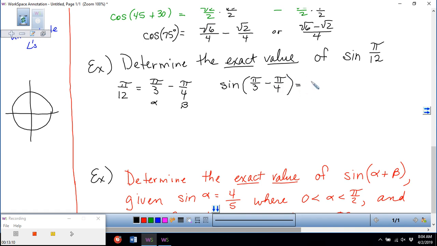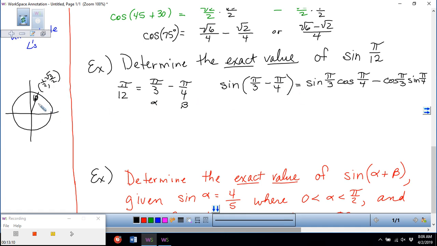And so we will be doing the sine of pi over 3 times the cosine of pi over 4 minus the cosine of pi over 3 times the sine of pi over 4. Now remember, pi over 3 is the same as 60 degrees, so our ordered pair is 1/2, radical 3 over 2.